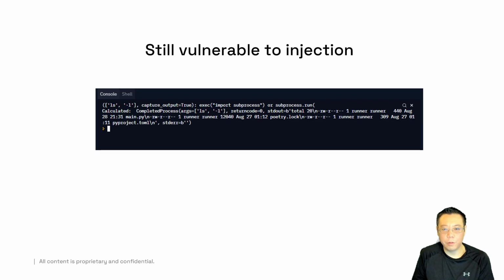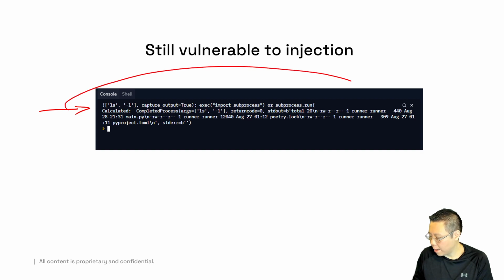It's still vulnerable to injection. Now here, I've utilized a variation of this. In this case, I say, hey, execute. This is actually a wrapper right here. So this open bracket should actually be right here instead, but because it's so long, the screen will wrap it. Never mind that. I say exec import subprocess. I have an OR statement.